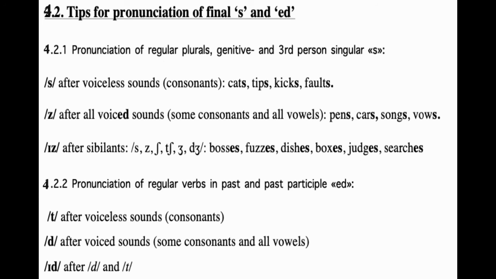The ed is pronounced as t after voiceless sounds, which are the consonants that are produced without vibration in the vocal cords. It's pronounced as d after voiced sounds. The voiced sounds are all the vowels that are produced with vibration in the vocal cords and some consonants that we have seen in this course. It is pronounced as id after the consonants d or t.